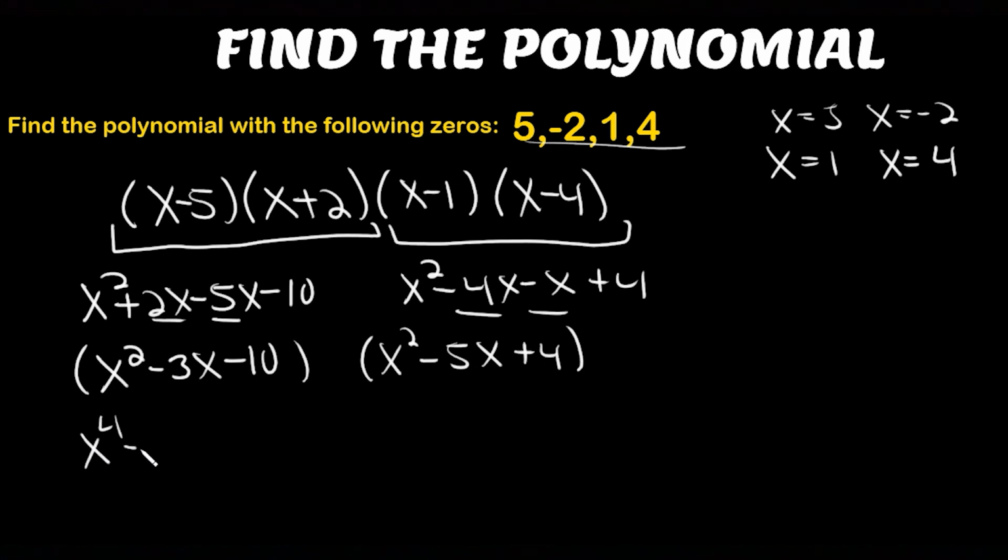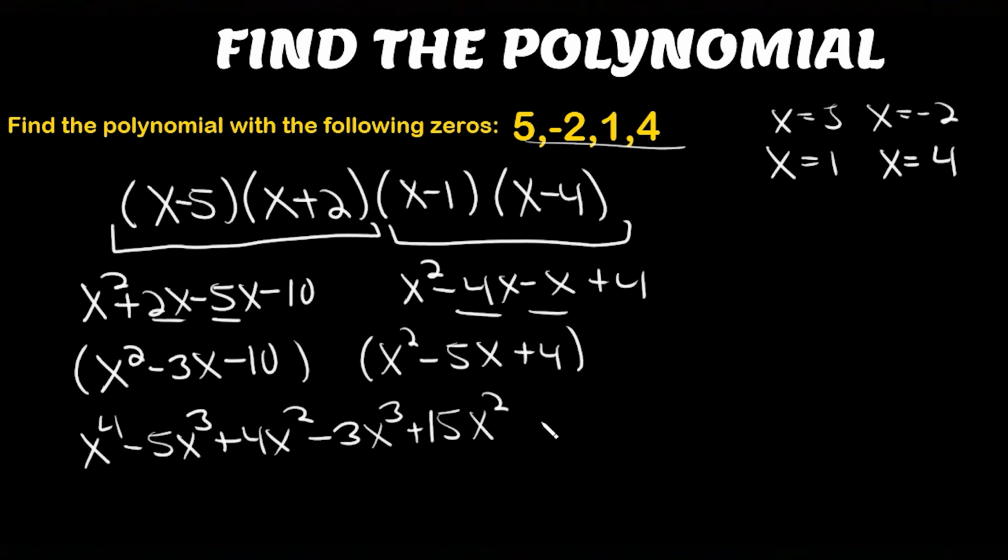Next, I get negative 5x cubed, and then I get plus 4x squared. Okay, good, there's 3 terms. Now we go into the next term, negative 3x. So here I'm going to do negative 3x times x squared. That will give me negative 3x cubed. Then I'm going to do negative 3x times a negative 5x. I get plus 15x squared. And then I do negative 3x times 4. I get negative 12x. Okay.